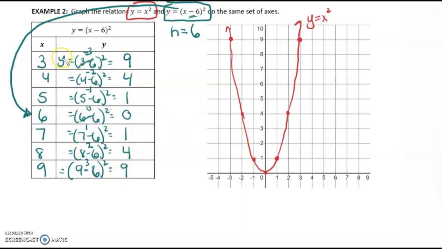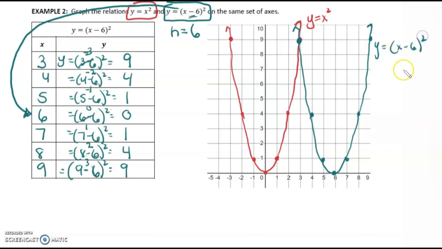So now I can plot 3, 9. Oh, intersection, that's cool. 4, 4, 5, 1, 6, 0, 7, 1. We see symmetry already. 8, 4, and 9, 9. Yeah, that's right. Y equals x minus 6 squared.